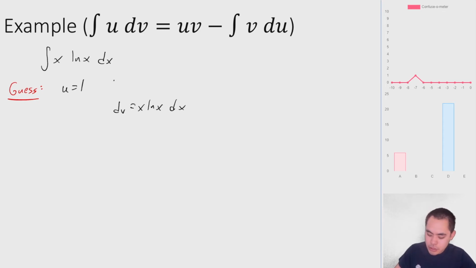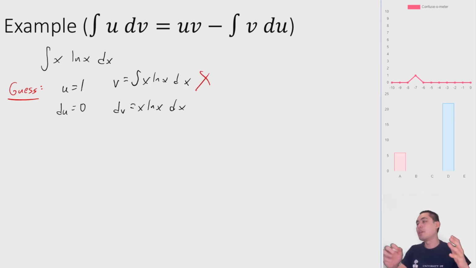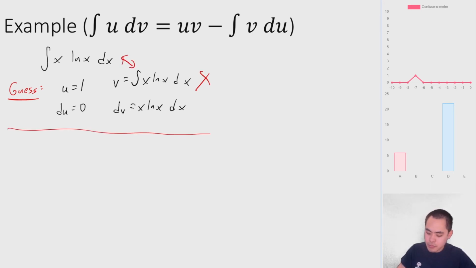Okay? So then we can compute du, which is just equal to 0. So you might already be thinking something's weird because you don't have it in terms of dx. And then you also get v is equal to the integral of x ln x dx. But this is not helpful because this guess doesn't make it simpler. This guess makes it so you have the exact same thing. And so this guess does not work. So let's try another guess.